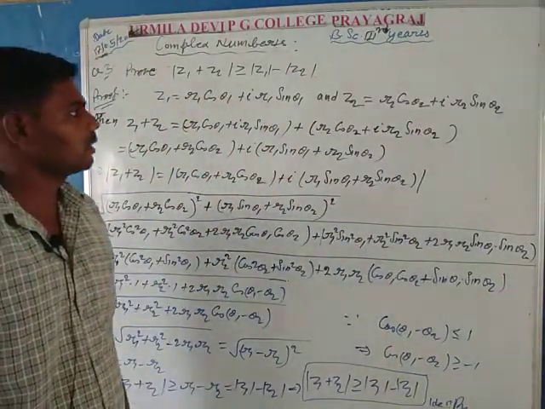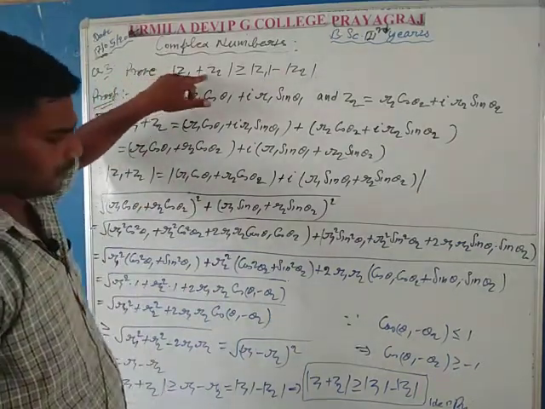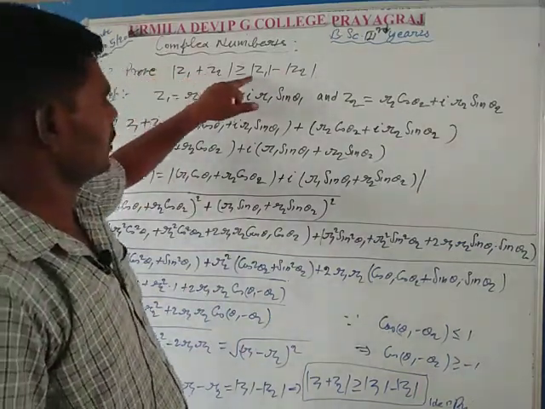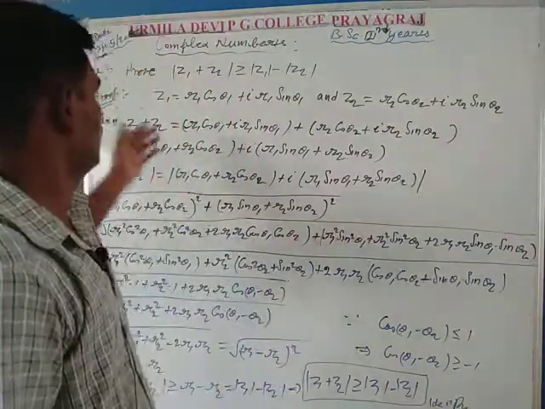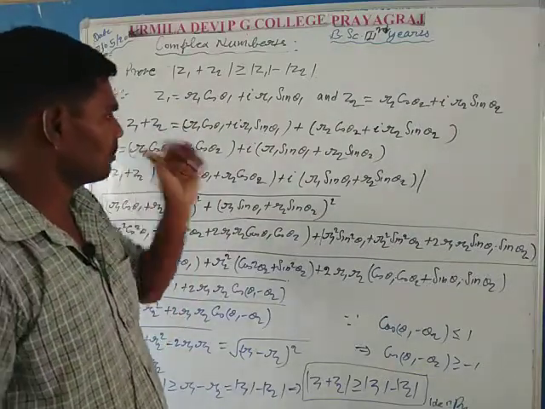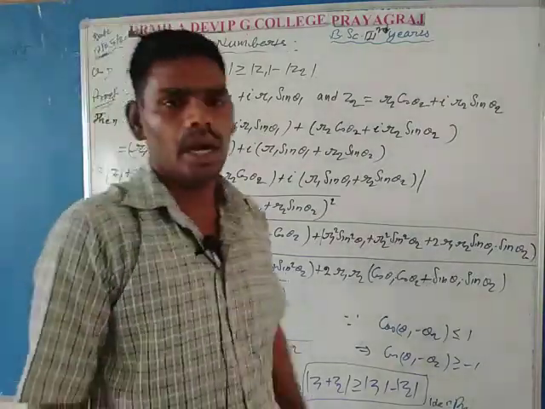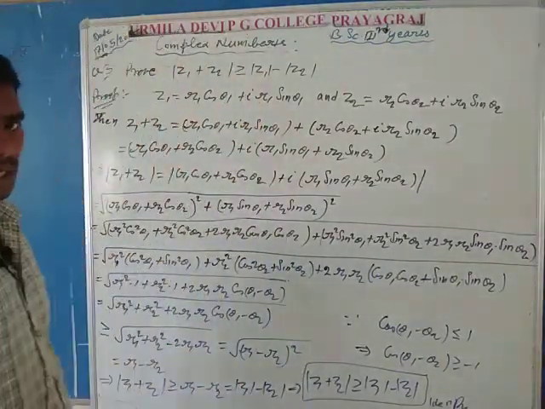Solution of the inequality. Prove that |z1 + z2| ≥ |z1| − |z2|. First, let's assume that z1 is equal to r1 cos θ1 + i r1 sin θ1, and z2 is equal to r2 cos θ2 + i r2 sin θ2.